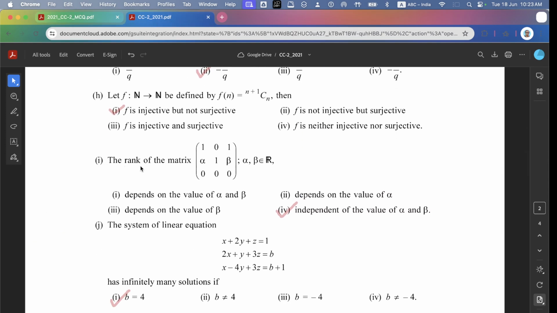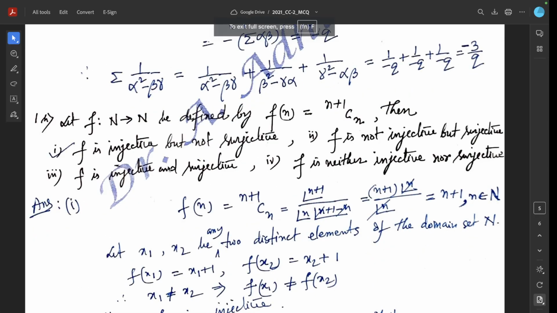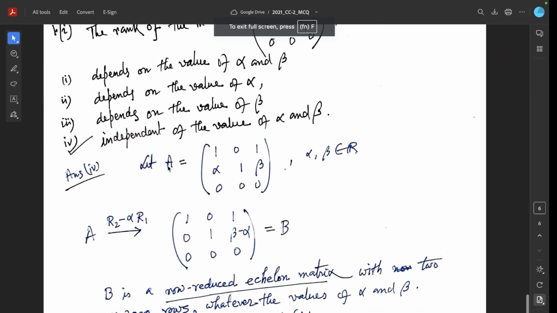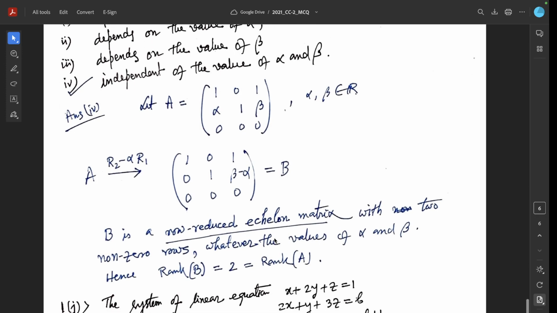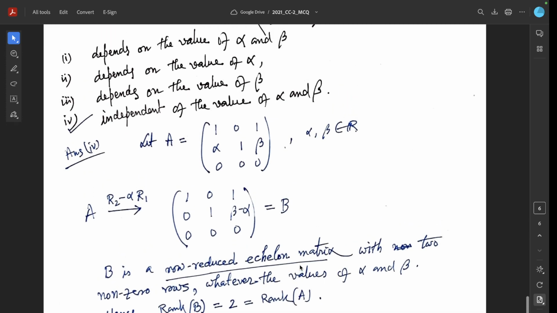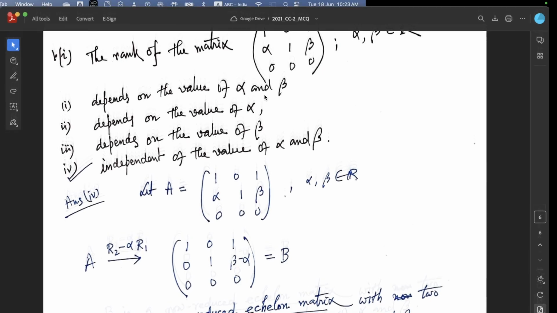Question I. The rank of the matrix is independent of the values of alpha and beta. This matrix A, by elementary operation R2 minus alpha R1, we get this matrix B. Obviously, this B is a row reduced echelon matrix with two non-zero rows, the first row and second row, whatever the values of alpha and beta. Hence, rank of B equal to 2, that is equal to rank of A. Hence, the correct option is 4, rank of A is independent of the values of alpha and beta.